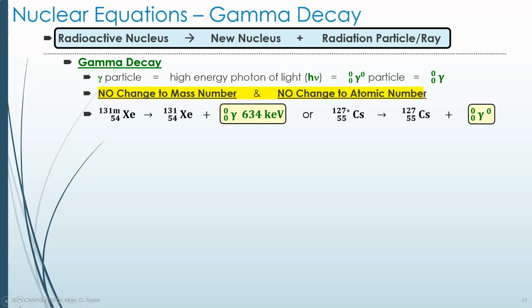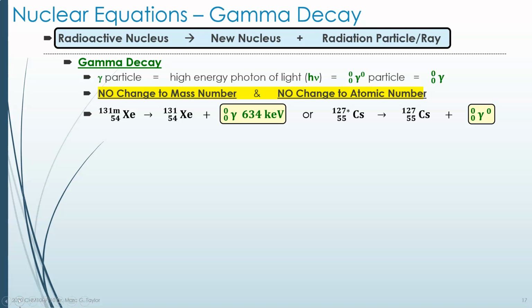Sometimes you will see the amount of energy actually written there. In the first case, with xenon-131m, when it becomes xenon-131, it releases a gamma particle with an energy of 634 kilo electron volts. This is a unit of energy we have not talked about, and you are not responsible for it. It's just written there to remind you that the energy has a certain value. We actually know that different gamma particles have different values, and in fact, you can determine what radioisotope was decaying by the energy signature resulting from it. But you are not responsible for it at all. If you see the number, don't worry about the number. It's just telling you there's a lot of energy there. That's all you need to know.